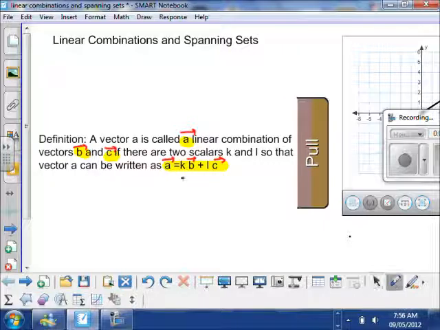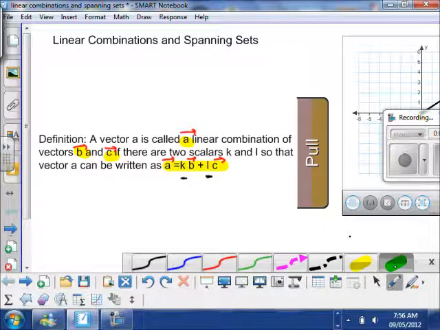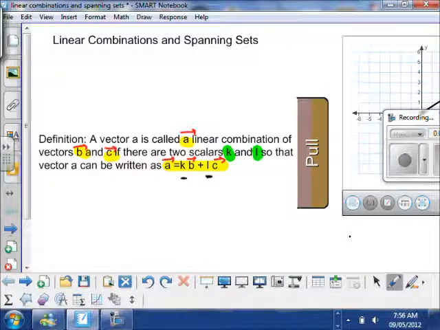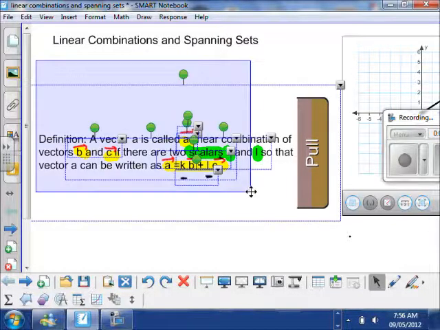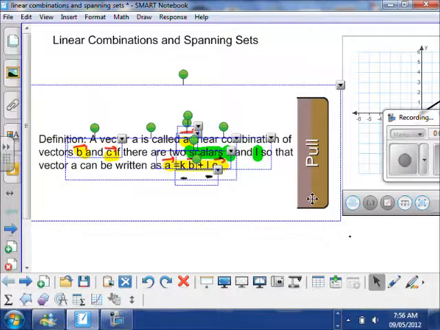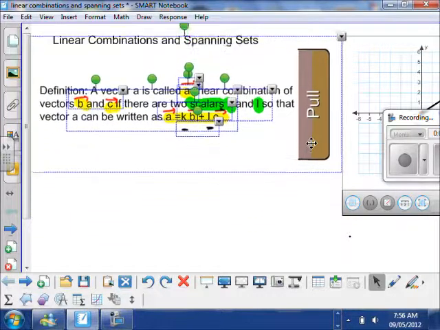Now, how about K and L? Should I put vectors on top of K and L? The answer is of course no, because K and L are scalars. That's a keyword. They are real numbers, so definitely I do not need to put the vector notation on top of them. Good.